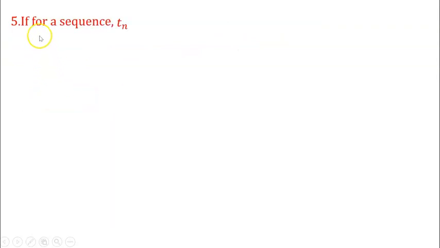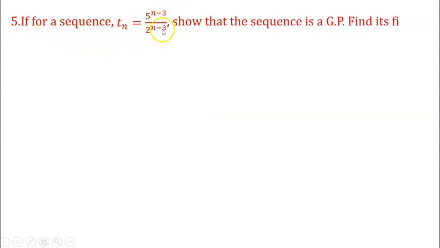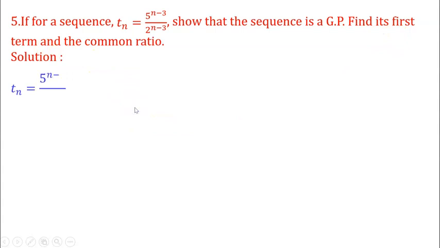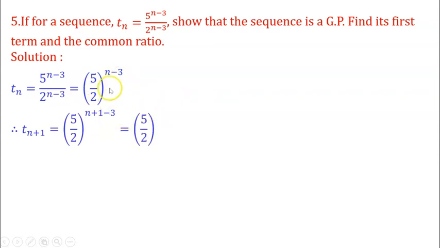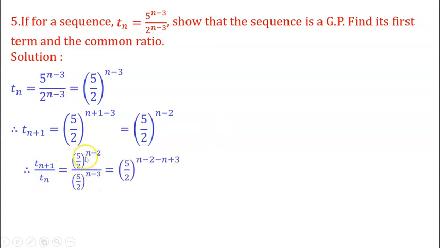Now next, if for a sequence Tn is equal to 5 raised to n minus 3 upon 2 raised to n minus 3, show that the sequence is a GP. Find its first term and the common ratio. Now here Tn is equal to 5 raised to n minus 3 upon 2 raised to n minus 3, that is (5/2) raised to n minus 3. For Tn plus 1, replace n by n plus 1. Then you will get (5/2) raised to n minus 2. Now their ratio Tn plus 1 upon Tn is (5/2) raised to n minus 2 upon (5/2) raised to n minus 3.